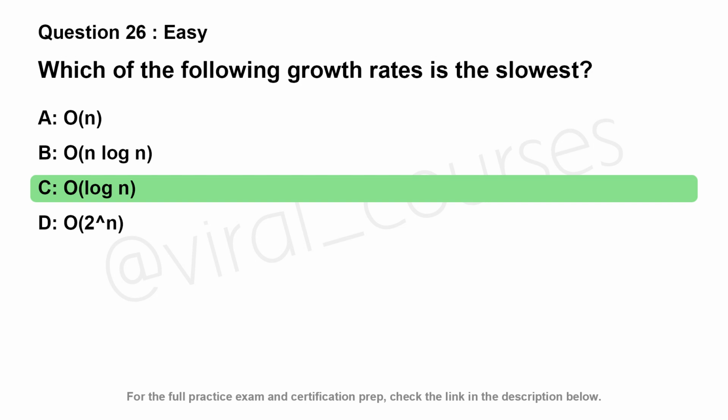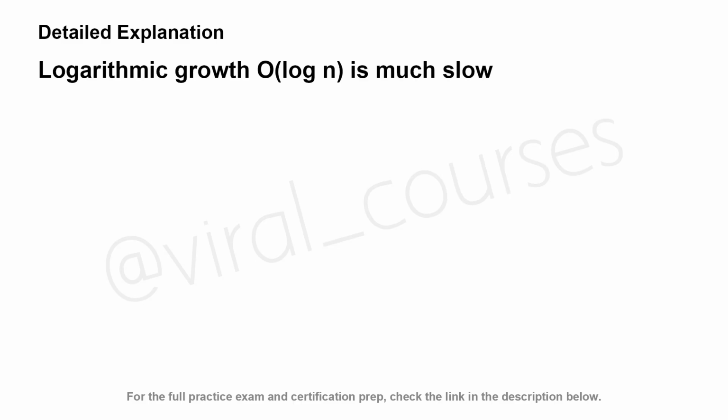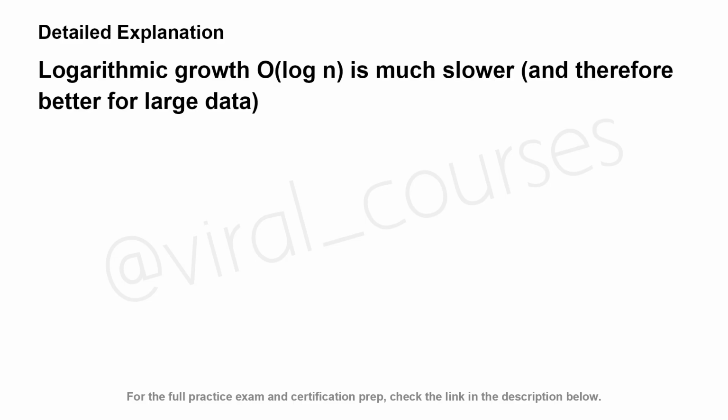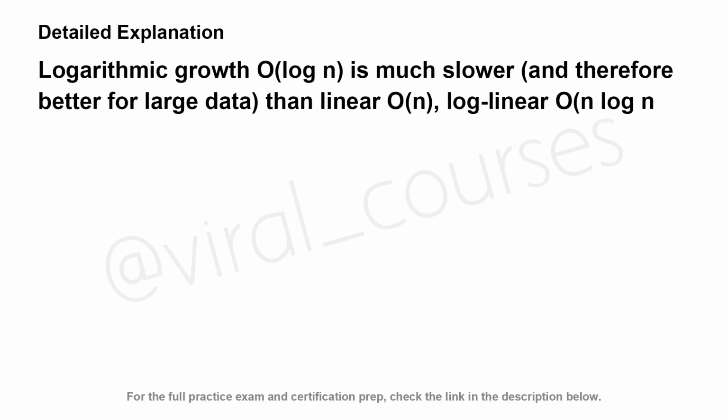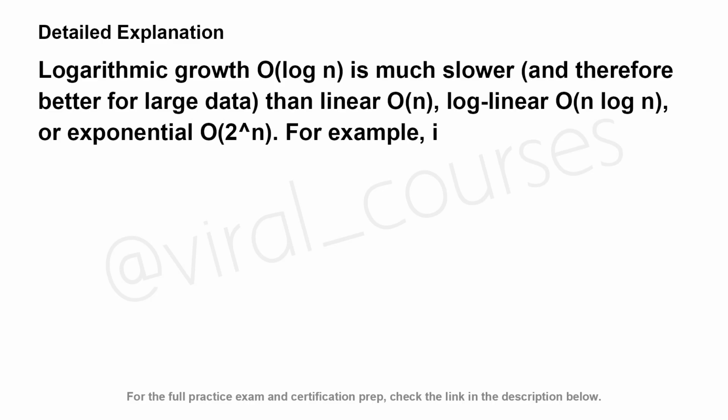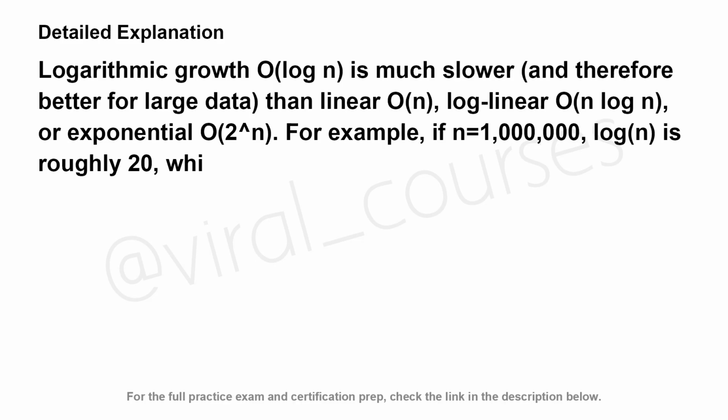The correct answer is C. Logarithmic growth, O(log n), is much slower, and therefore better for large data, than linear O(n), log-linear O(n log n), or exponential O(2^n). For example, if n equals 1 million, log n is roughly 20, while n is 1 million.